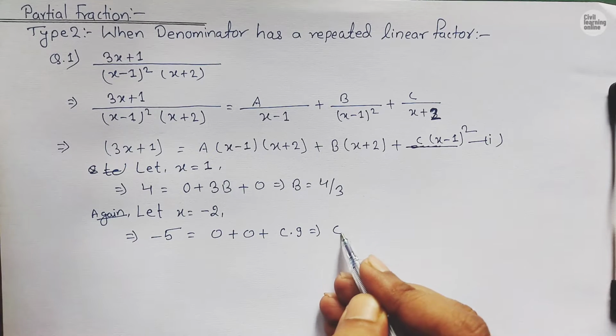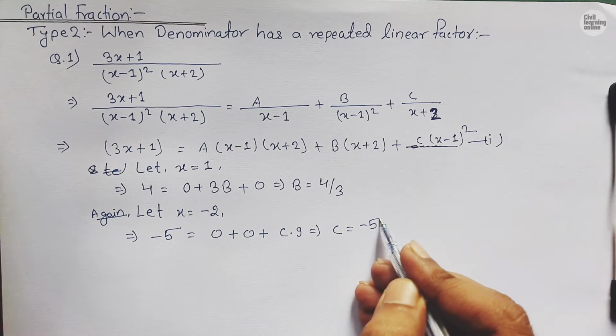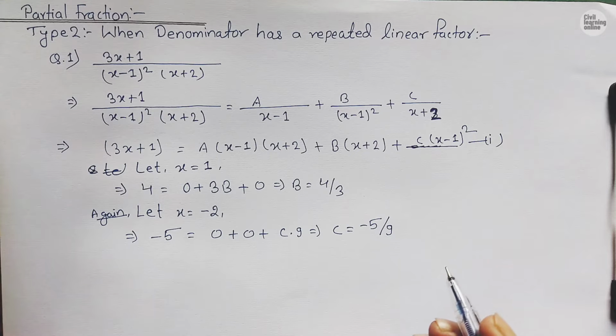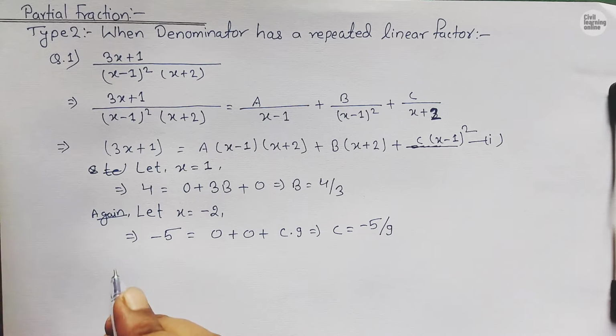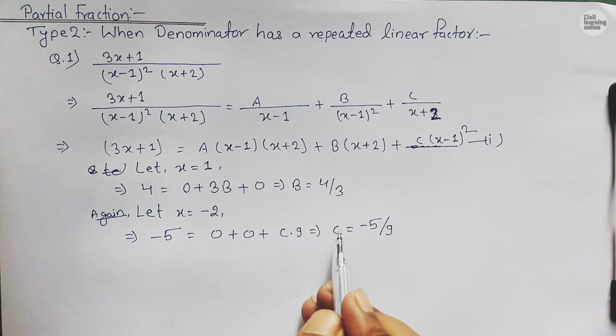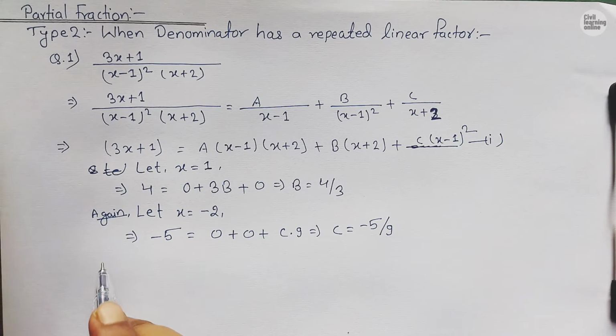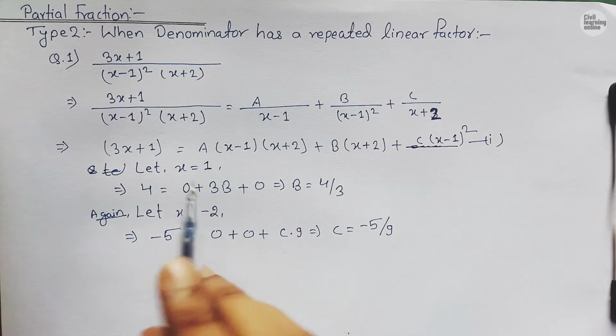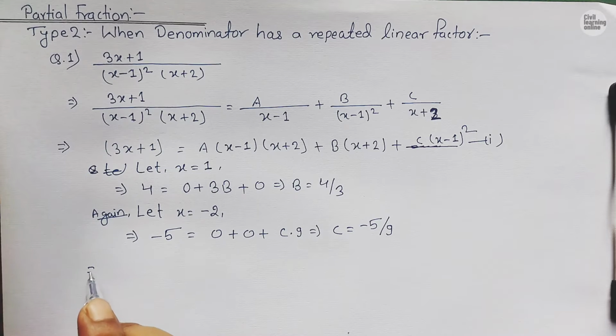So from here we will have c equals to minus 5 upon 9. Now we have successfully calculated the value of b and c. Now in the next step, we will simply multiply so that we are able to compare on both sides.